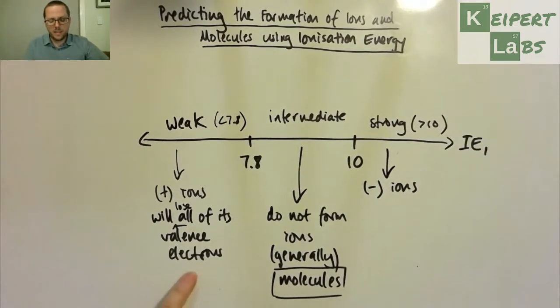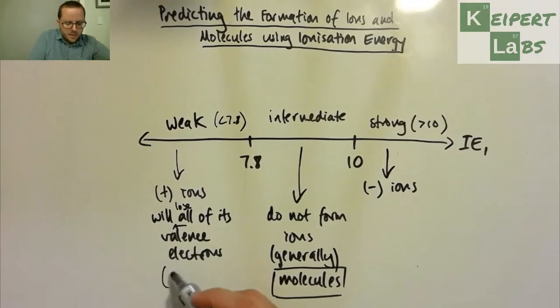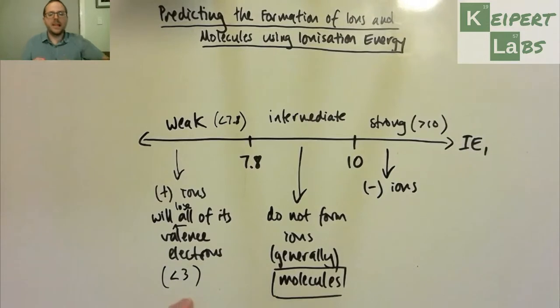But what we can see is that you do tend to have a limit of 3 or fewer electrons as the practical limit. Four can be lost from some, but things that tend to have 4 valence electrons you'll find tend to be in this middle category.